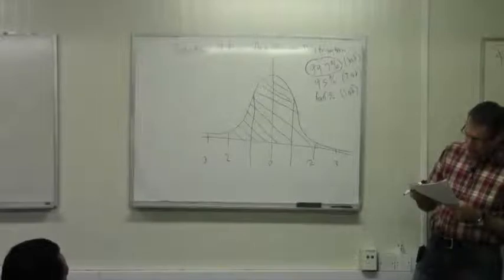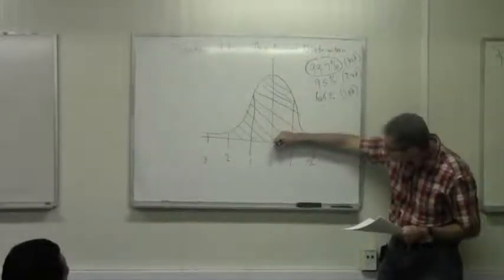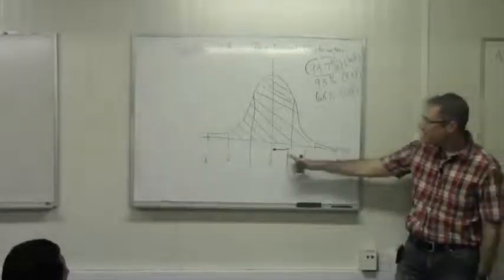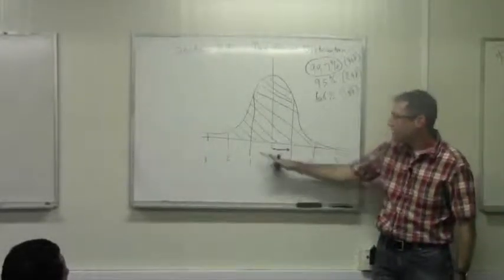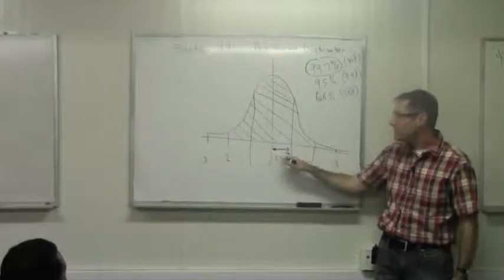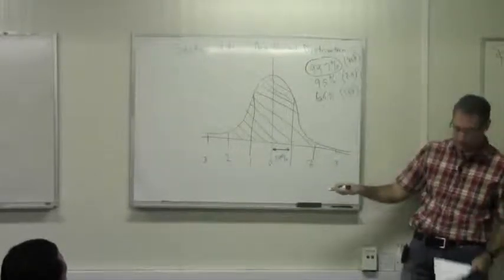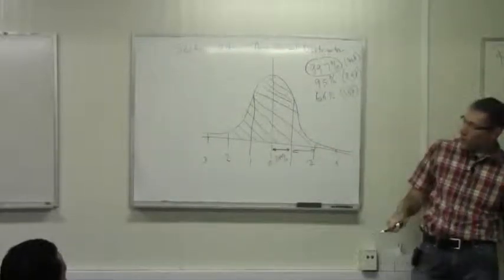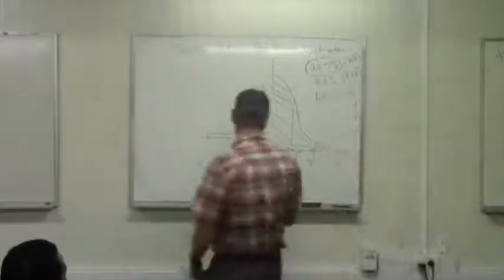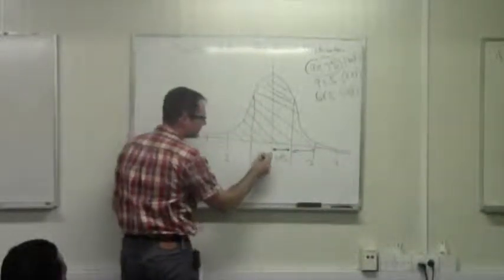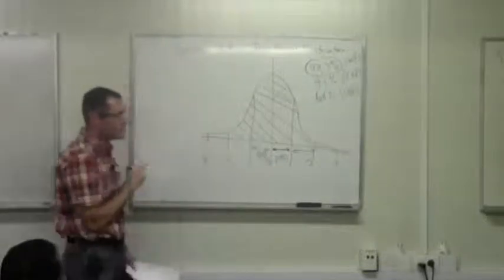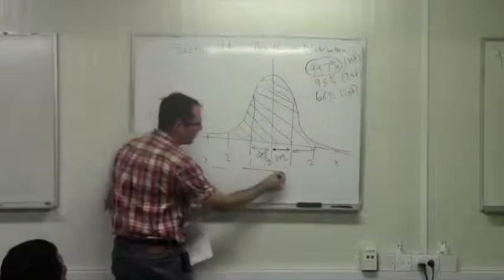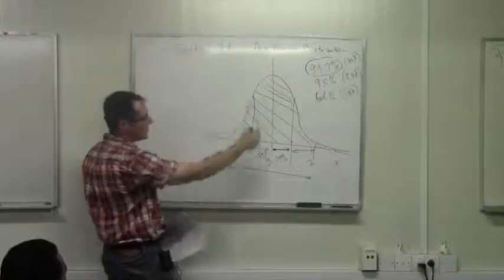How many are between 0 and 1 above the mean? What percentage? 34. If 68 are between here and here, that leaves 34% for here. And between here and here, well, this one's a little trickier. Let's add this up. 34% from here to here and here to here. And from here all the way to here, we said was 95%.